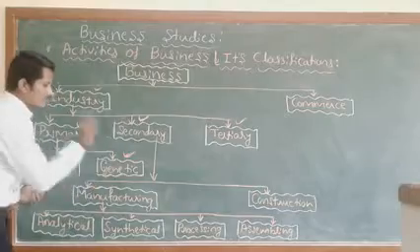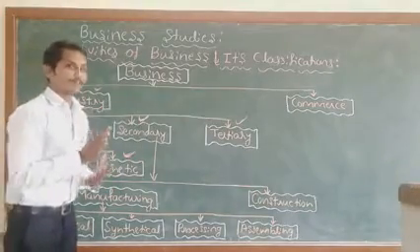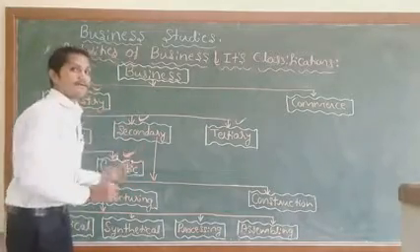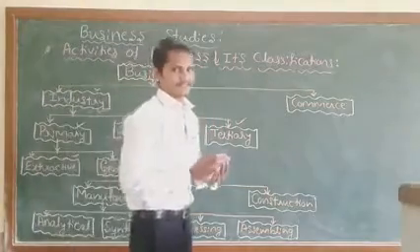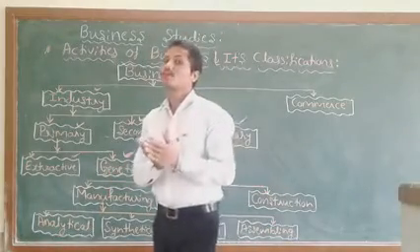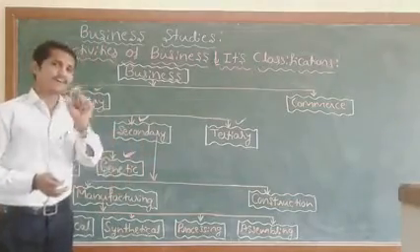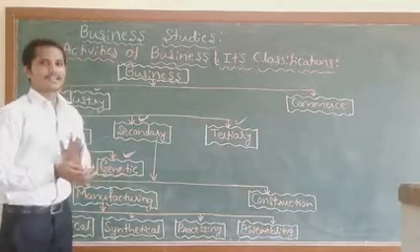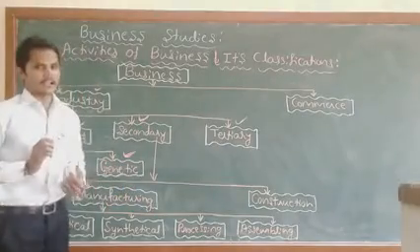The second one is the genetic activity or genetic sector. The genetic sector is fully related with the breeding of plants and animals. For example, poultry, cattle, etc. are covered under the genetic sector.